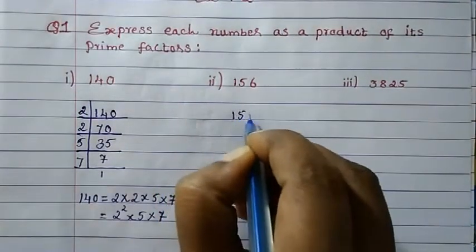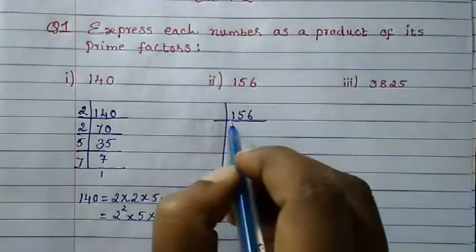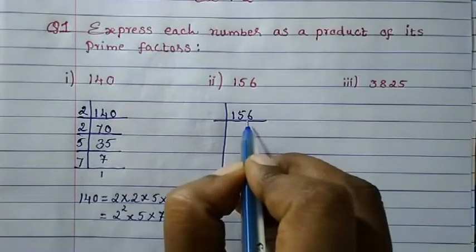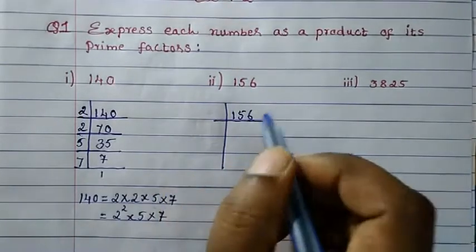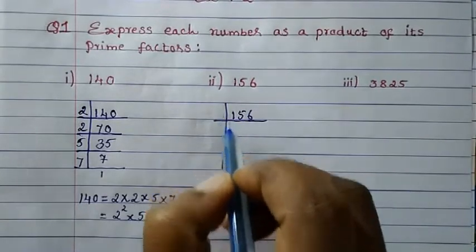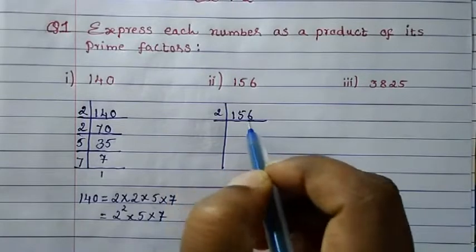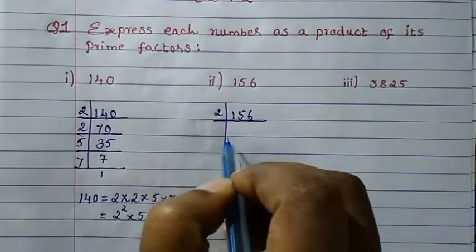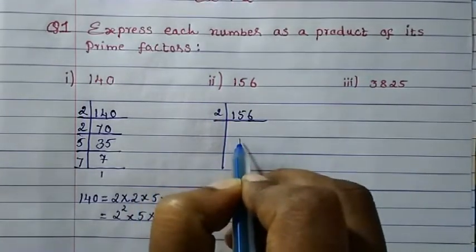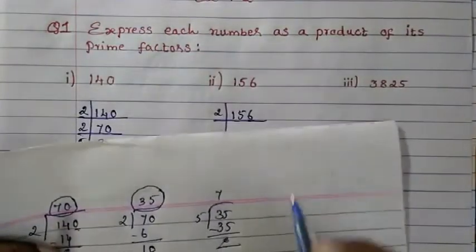Now 156. With what can we divide? Again it's an even number, 156 is an even number. Therefore the smallest even prime number is 2, so we can divide by 2. Those of you who know how to divide directly can do it. Those of you who don't, have to do it this way.